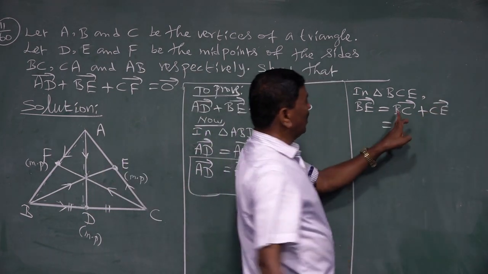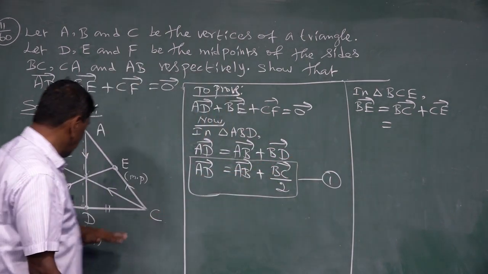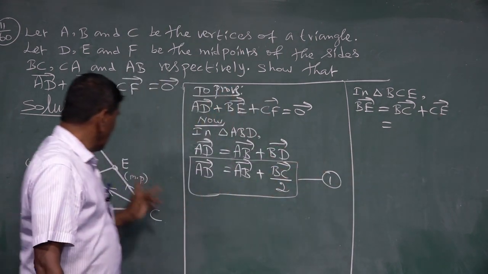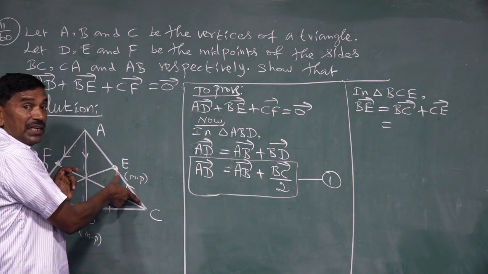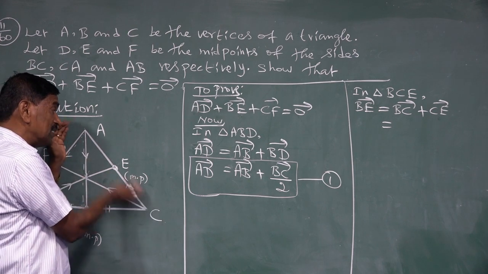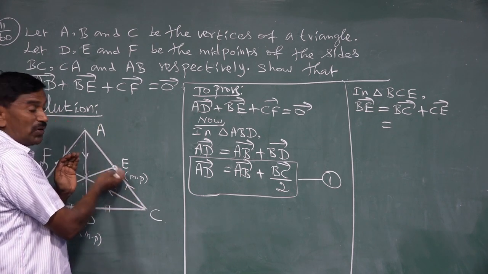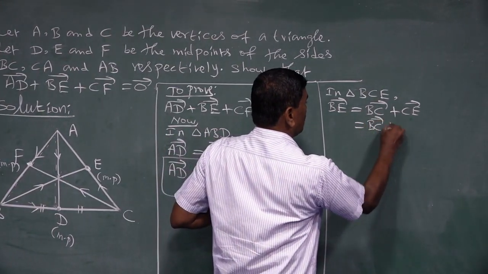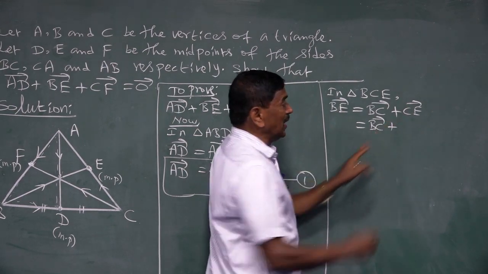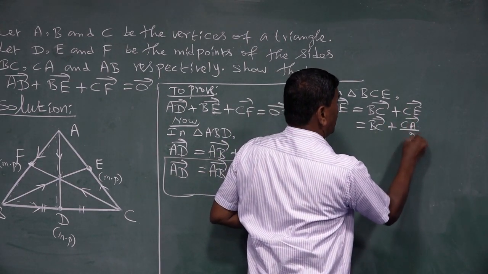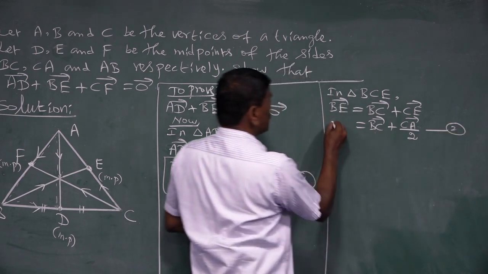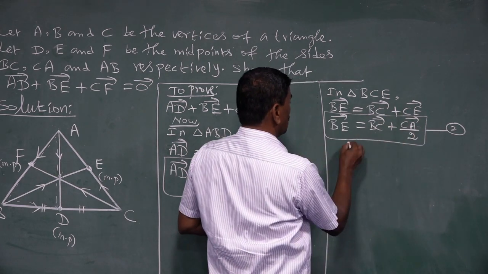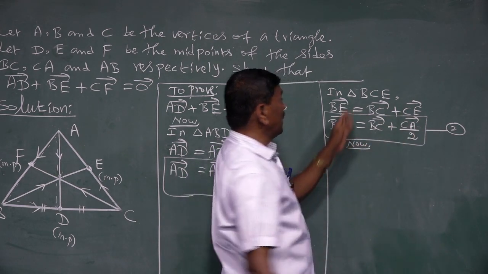Okay, which is equal to, where is BC vector? Yes, BC vector is one side of the triangle. But where is CE vector? Yes, CE vector is half of the length of CA vector. Therefore, CE vector is equal to CA vector by 2. So, BC vector as it is plus CA vector by 2, which is the second equation, whose left hand side is BE vector. Okay, second term completed.